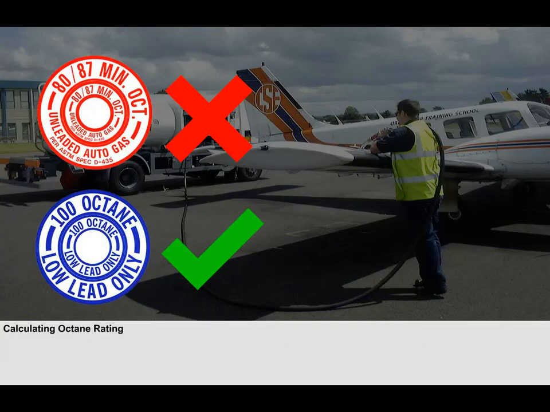We've already stated in a previous lesson that if a fuel of a lower octane rating than that recommended is used, it will promote detonation, especially under high power conditions. The octane rating of a fuel is, therefore, obviously very important.